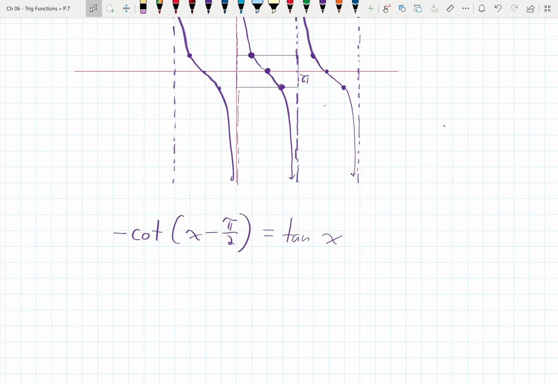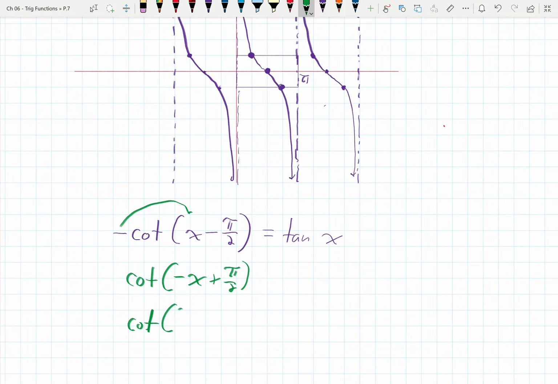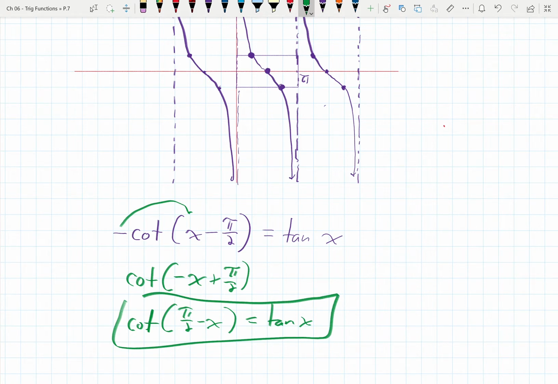It is the cofunction identity combined with the even-odd identity. If I take this negative and put it back in, which I can do because cotangent is an odd function, I get the cotangent of negative x plus pi over 2, which is actually the same as the cotangent of pi over 2 minus x. And that is the cofunction identity between tangent and cotangent. So it was a combination of the cofunction identity along with the even-odd properties that let me say that these are the same. But you can tell that with the graphs.